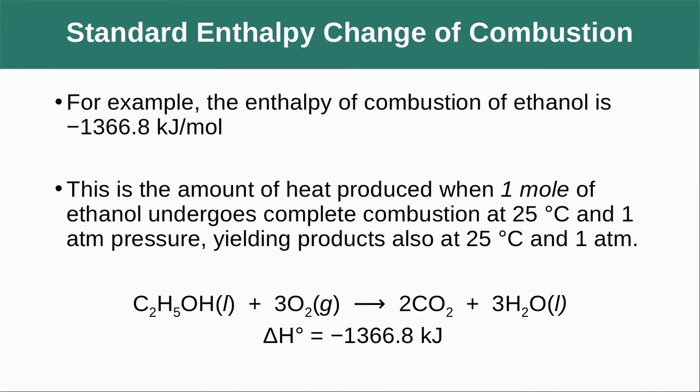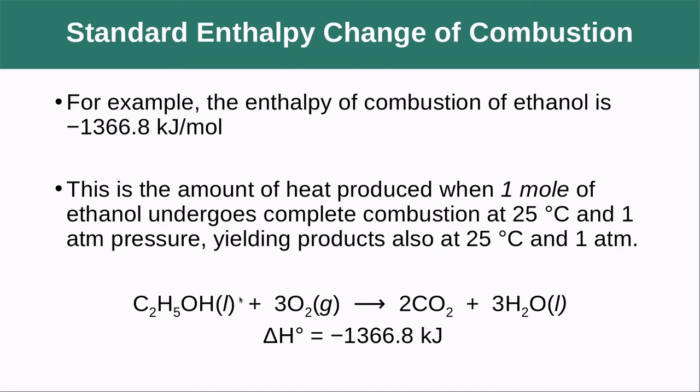The enthalpy of combustion of ethanol is negative 1,366.8 kilojoules per mole. This is the amount of heat produced when 1 mole of ethanol undergoes complete combustion at 25 degrees Celsius and 1 atmosphere of pressure, yielding products also at 25 degrees Celsius and 1 atmosphere of pressure. And we can see an example of how we would write that down here.